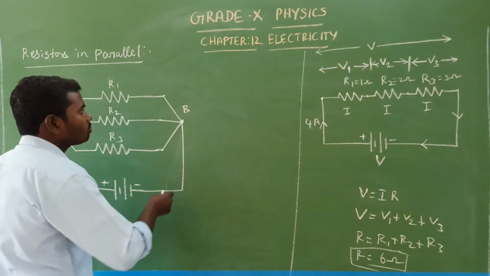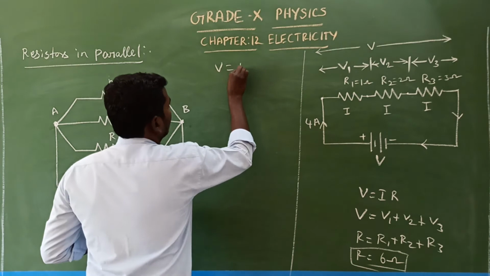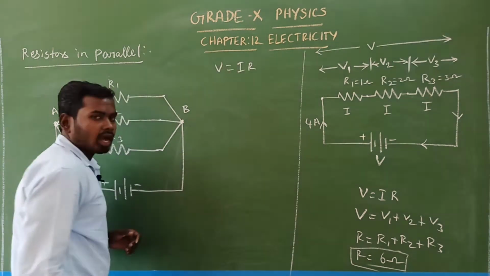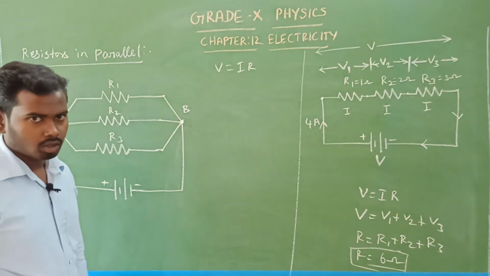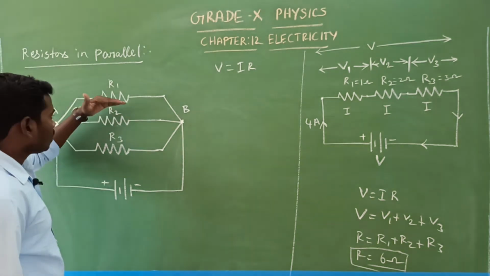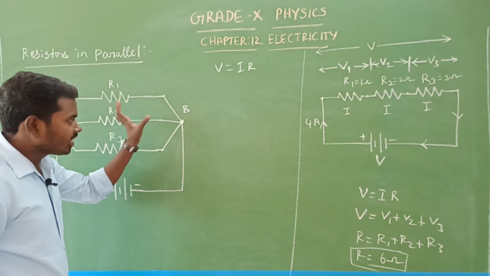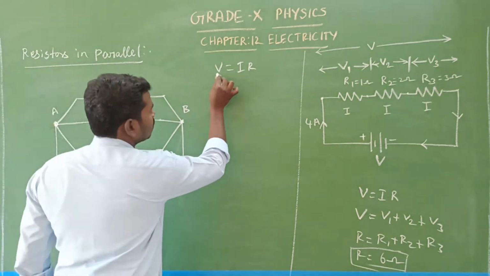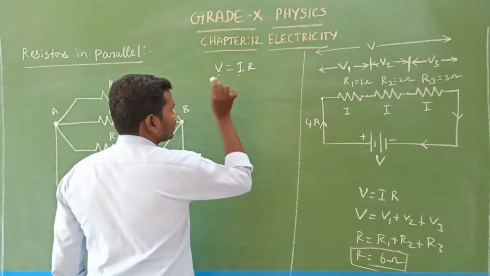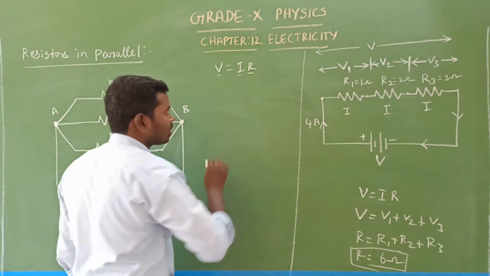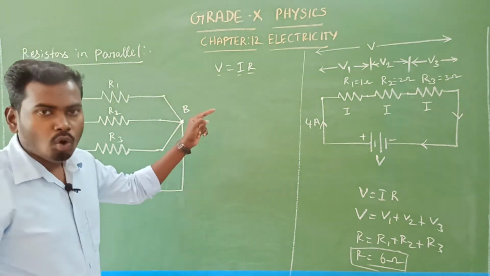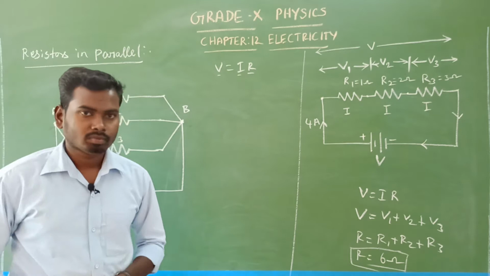So according to Ohm's law, V equals IR. When two or more resistors are connected in parallel, what happens to voltage, what happens to current, and what happens to resistance? That is the next question. Now we are going to see them one by one.